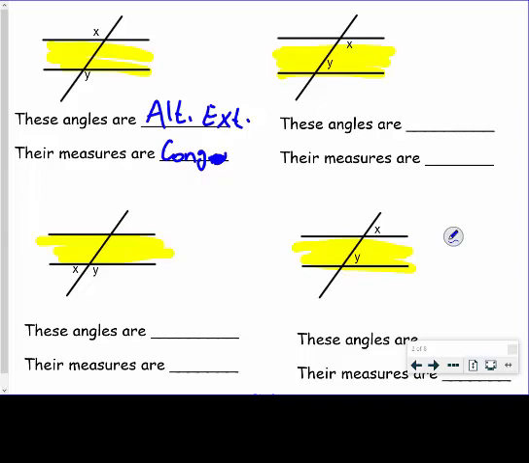Who thinks they've got it? Me. What are they? Same side interior. What else are they known as? Consecutive interior, also known as co-interior.